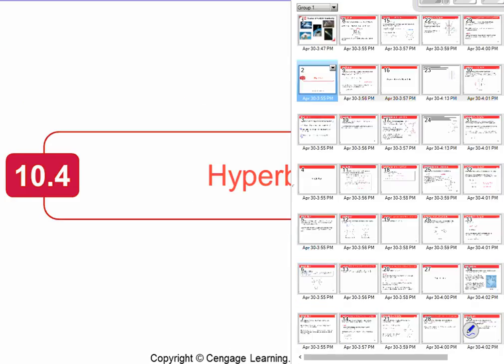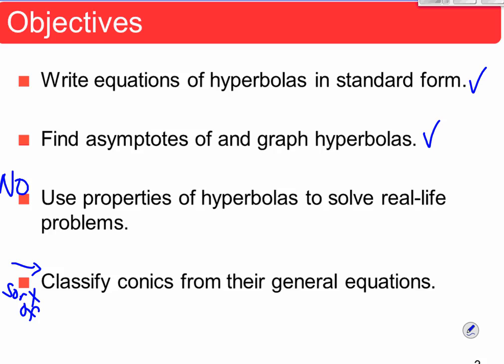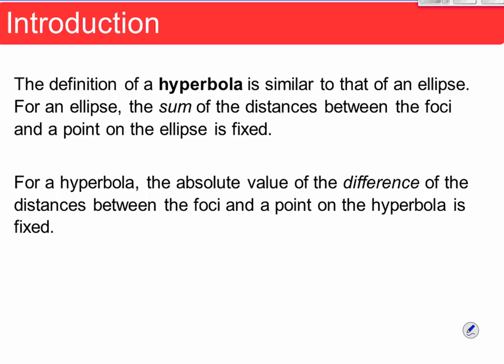Okay, so this is the recording moving on for 10-4 hyperbolas, and I'm going to go very quickly through these slides because we've already written them down while the other recording was, excuse me, saving itself. So here are the objectives we're going to work on: writing equations in standard form, finding asymptotes, and graphing hyperbolas, and a little bit of classifying conic sections that we've kind of had as we go through.